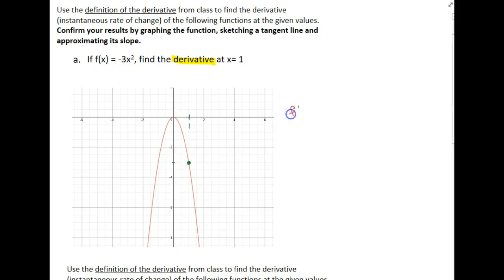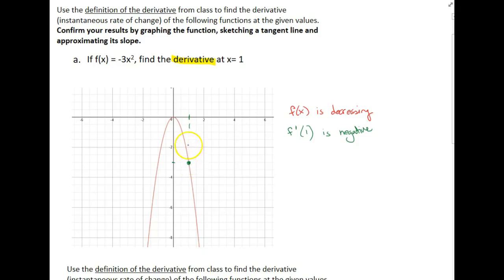So the function, which is in red, is decreasing at that value. So therefore, I'm expecting the derivative, which is f prime at 1, to be negative, because the derivative is that rate of change. And it's decreasing pretty quickly, so I'm expecting a fairly large value.